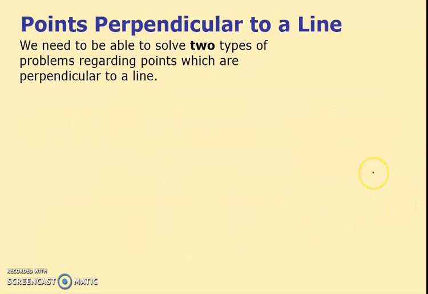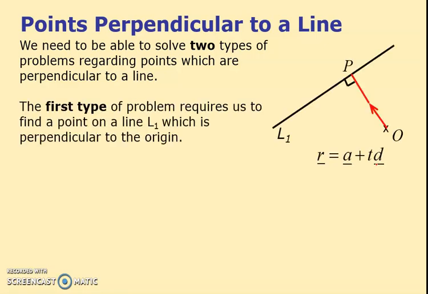Point perpendicular to line. Now this is a result of what we saw last time in terms of the dot product, but it's quite tricky, so you will need to take good notes. Make sure you take good notes. So there are two problems that we are often asked to do regarding whether or not a point and a line are perpendicular to each other. The first type is basically requires us to find a point on a line which is perpendicular to the origin.